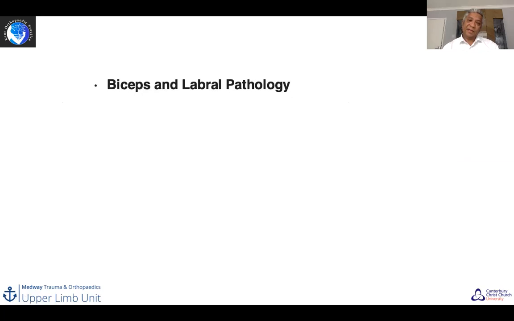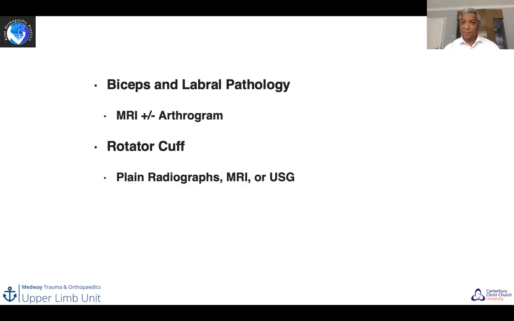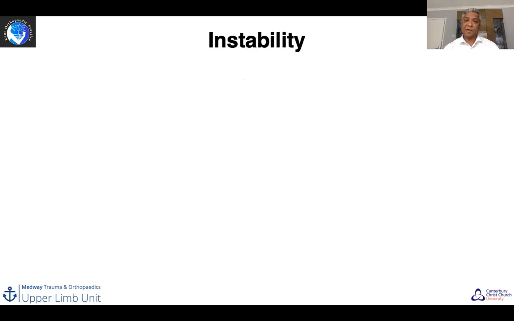Looking at what investigations are useful for what pathology, for biceps and labral pathology, MR arthrogram, whether direct or indirect, is the gold standard. For the cuff, depending on the age of the patient and history and other bits and pieces, plain radiographs at least, followed by MRI or an ultrasound scan. I generally prefer MRI scan, as I can explain the images better to the patient. For the bony lesions, also plain radiographs, CT plus minus MRI is useful.